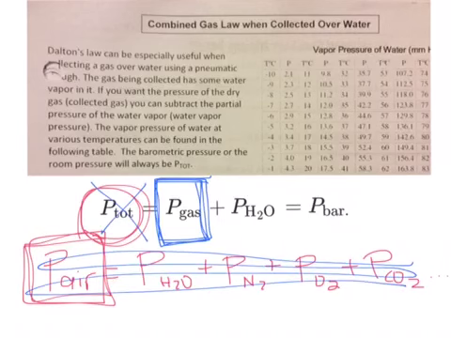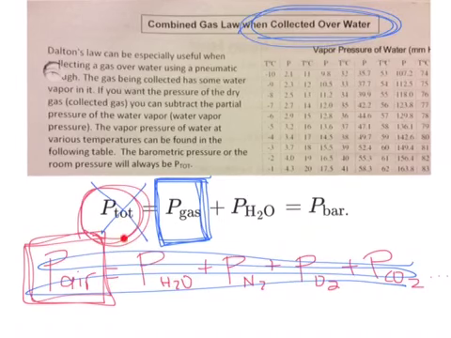So this is kind of your new formula for when you see collected over water. You're going to have the P total, which is equal to the gas pressure, which is what you're looking for. And then you've got this water pressure, and I'll explain what that is in just a second. And that's equal to your barometric pressure, your P total, or sometimes they call it the room pressure.